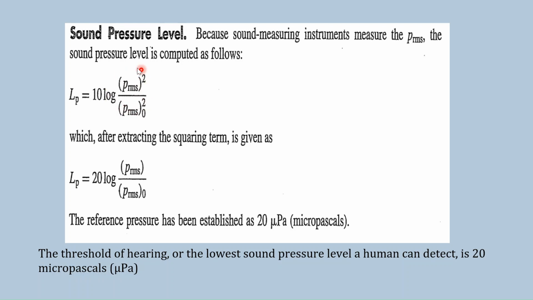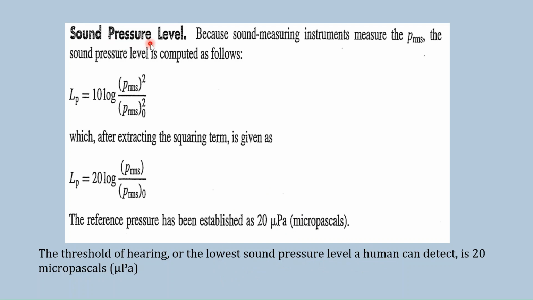Now if we extract the squared term from the numerator and denominator and bring it here, then this equation becomes 20 log PRMS, that is the measured root mean square value of the pressure, and this part is the reference pressure, that is the threshold of hearing, the established reference pressure of 20 micropascal, that is the lowest sound pressure level a human can detect.